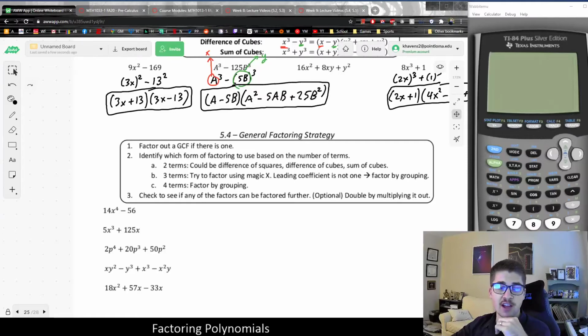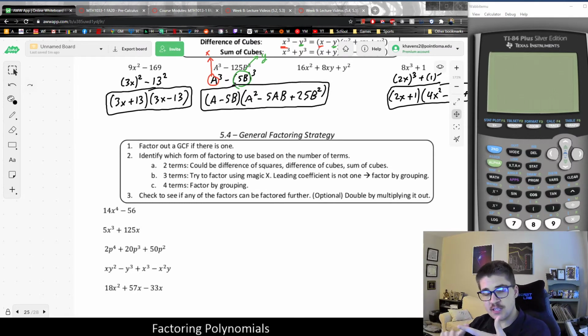I talked about the general factoring strategy this week in class, but I wanted to just do a few more examples because we didn't have a ton of time. But the gist of factoring polynomials is you always want to first see if there's a greatest common factor, because that will always simplify the polynomial as much as we can.